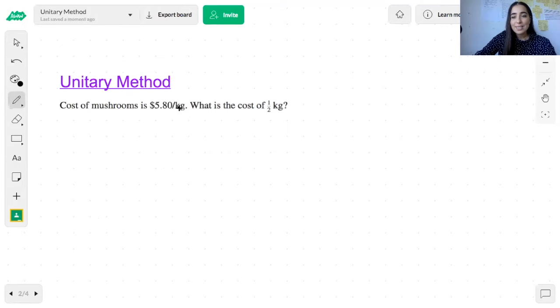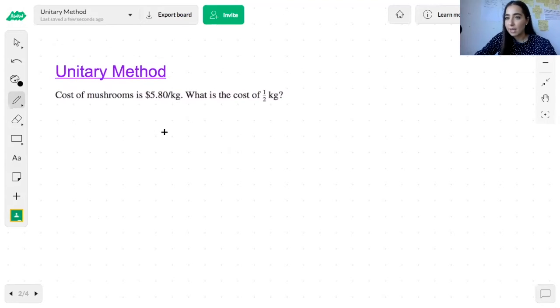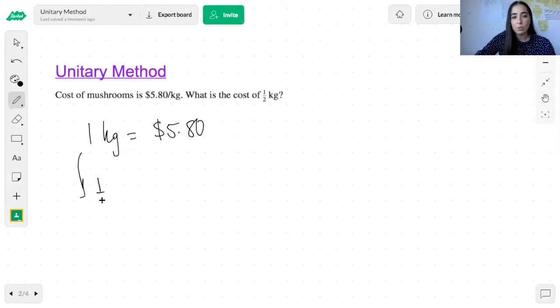Let's look at another example. So it says the cost of mushrooms is $5.80 per kilo. What is the cost of half a kilo? You can probably do this in your head really quickly, but I'm going to show you how to use the unitary method. You say that, okay, 1 kilo equals $5.80. This has already been reduced down to 1 unit, so you don't really need to divide this by anything. So you want to find half a kilo. So you want to transform 1 to a half. So in order to do that, you can either divide by 2 or multiply by a half. So let's divide by 2. So we divide this side by 2. So 5.80 divided by 2 gives you $2.90. And so that's the cost of half a kilo using the unitary method.